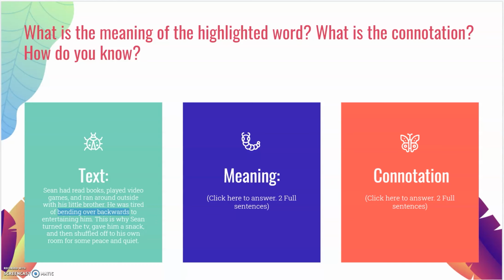So let's look at this, right? Sean had read books, played video games, and ran around outside with his little brother. He was tired of bending over backwards to entertain him. This is why Sean turned on the TV, gave him a snack, and then shuffled off to his own room for some peace and quiet. So first we're going to look at meaning. What does it mean to bend over backwards, right?